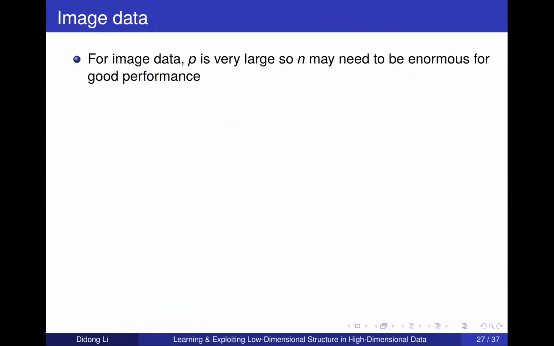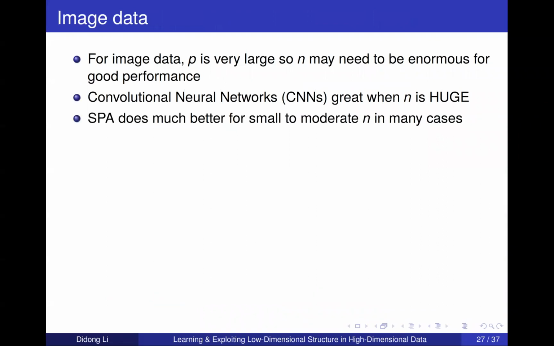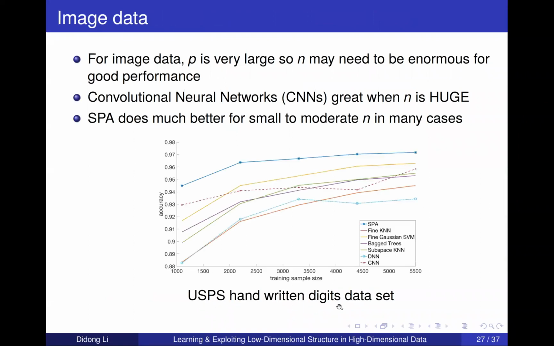And for image data, we know p is really large, so we need more samples to have a good performance. For example, the convolutional neural network works for image data, but it works when n is large enough. And SPA does better when the sample size is not that large. For these USPS handwritten digits, the dimension of each image is 256 because it's 16 by 16 pixels. Here we can see that when the sample size is very small, the convolutional neural network is not that good, but it starts to catch up with other algorithms. I want to mention when the sample size is only 1,000 and there are 10 classes altogether representing figures from 0 to 9, in each class the sample size is actually 100, but the dimension is more than 200.